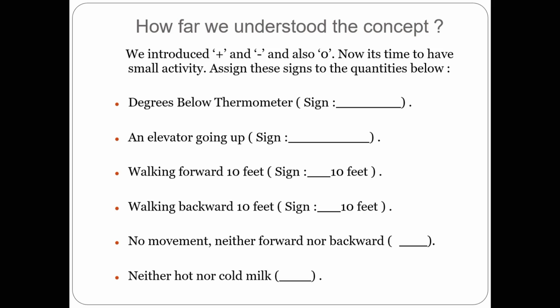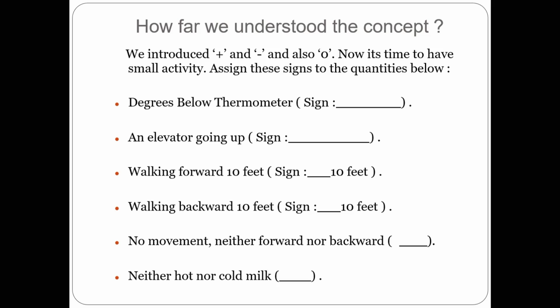Now it's time to have a small activity. Assign the sign to the quantities below. Degrees below zero on a thermometer. What sign can be used? You can tell that if anywhere below is mentioned, obviously its sign will be negative. An elevator going up, what sign can be used? Students, if anywhere up is mentioned, a positive sign can be used.